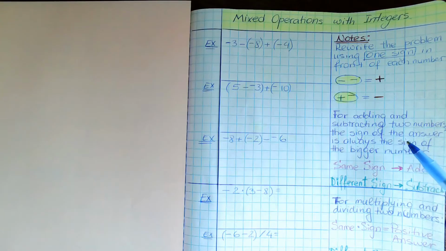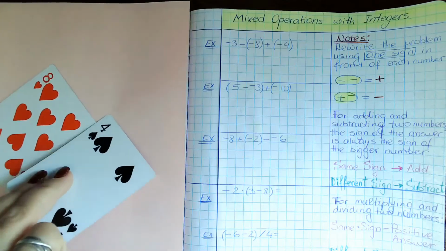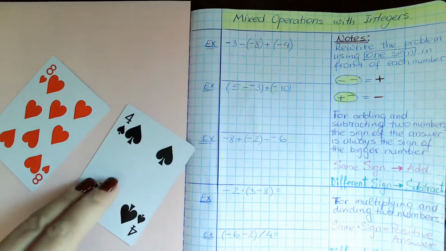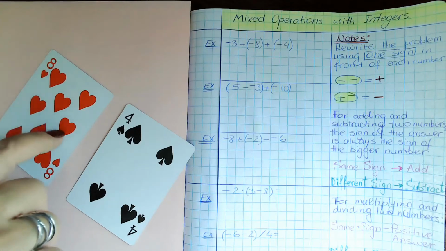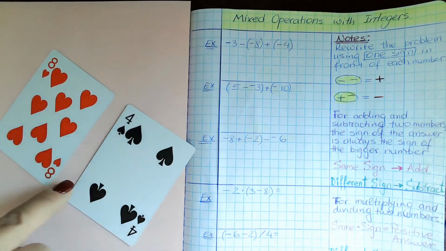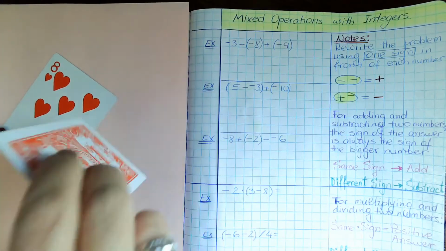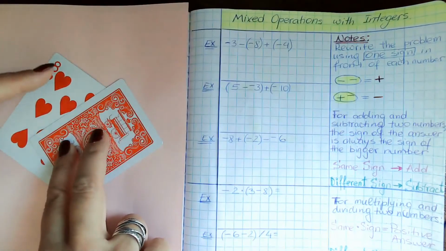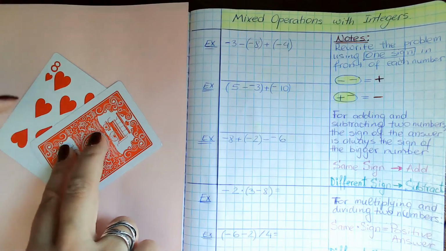For adding and subtracting two numbers, the sign of the answer is always the sign of the bigger number. That was my card reference in the past, when I said if we have different signs and then we add or subtract, we have the sign of the bigger number in the answer. Because if I take these 4 spades, 1, 2, 3, 4, out of here, in other words, subtract, what's left is more hearts. So the sign of the answer in adding and subtracting is the sign of the bigger number.